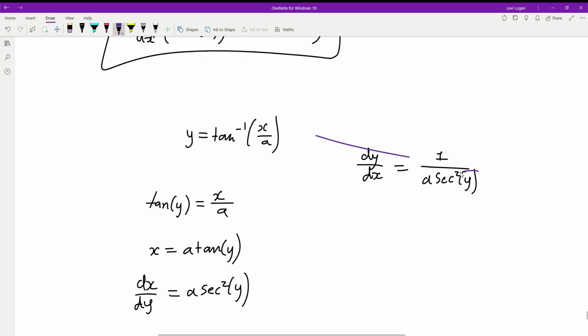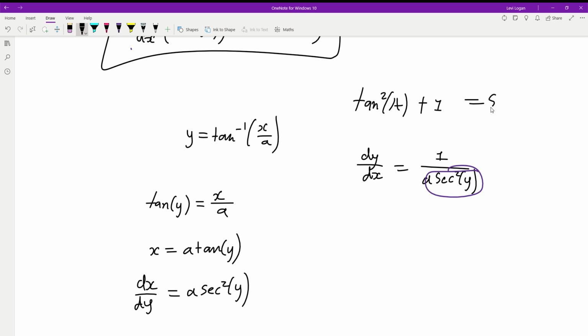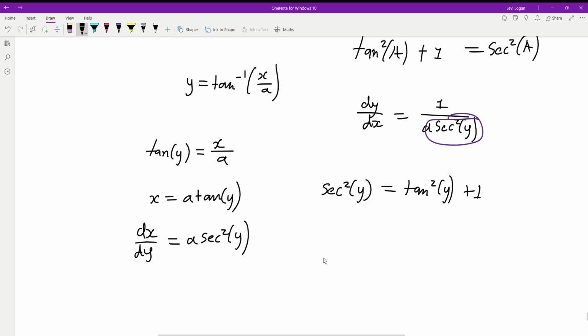Now, I want dy/dx in terms of x, not y, so I need to replace that sec squared of y with something else. So, we're going to take a look at another Pythagorean identity. So tan squared of an angle plus 1 is equal to sec squared of that angle. So in other words, sec squared of y is equal to tan squared of y plus 1. So if I place that in there, I'll get dy/dx is 1 on a times tan squared of y plus 1.